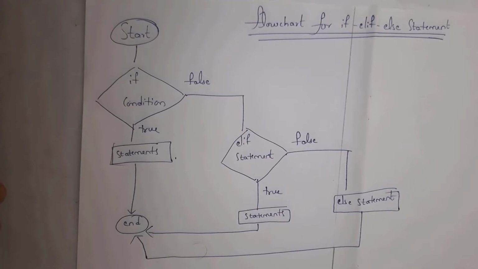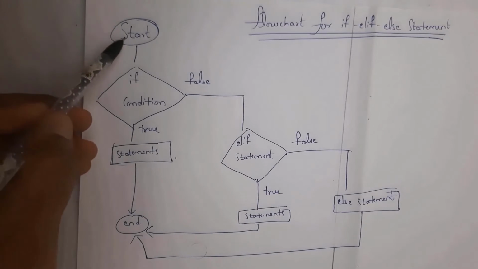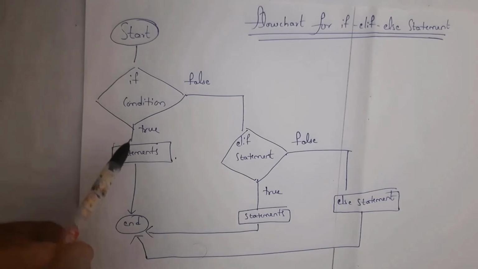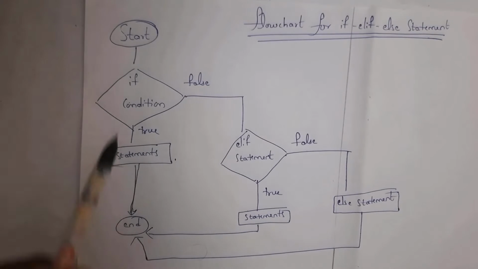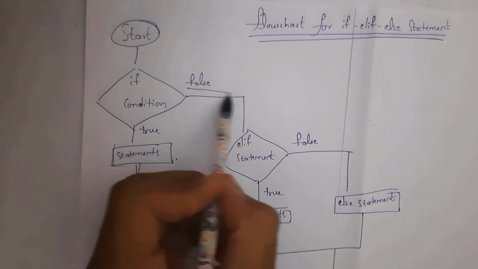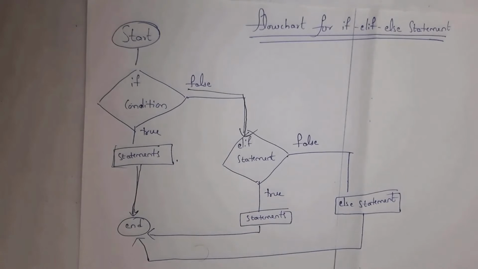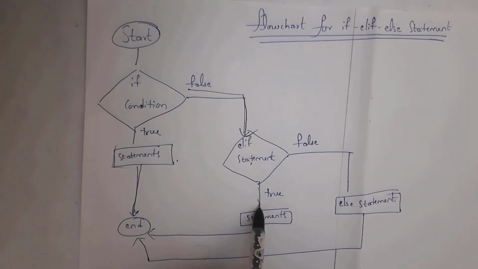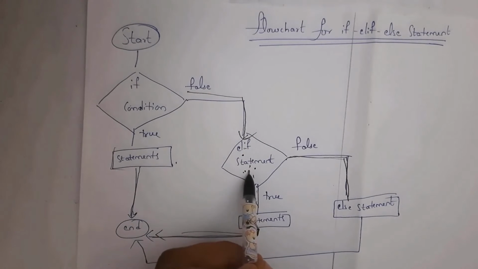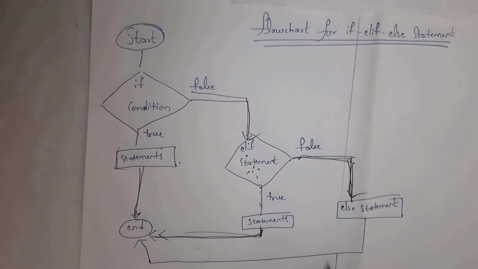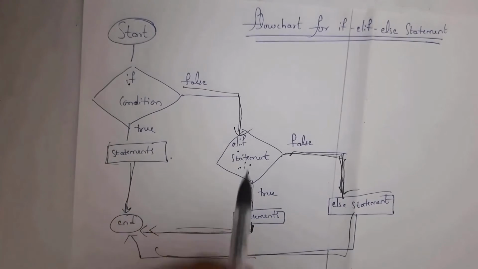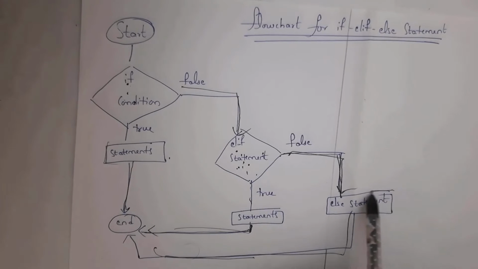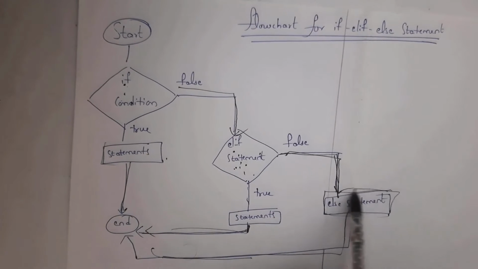Next I will explain the flowchart for the elif statement. At first write start and give the if condition. If this if condition is true, then whatever statements are present inside if will be executed and it will end. If this if condition is false, then it will go to the elif statement, and if this elif condition is true, then whatever statements are present inside elif will be executed and it will end. And if this elif condition is false, then it will execute the else statement and it will end. Here for if and elif we can give conditions, so I write if and elif in rhombus, and for else we cannot give a condition, so I write else in a rectangle.